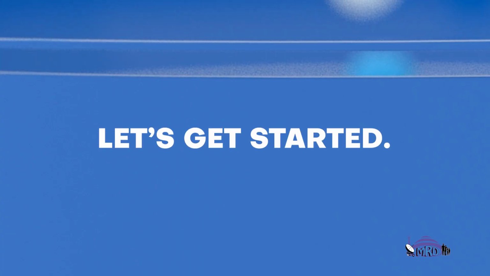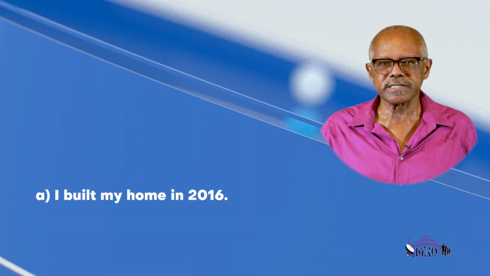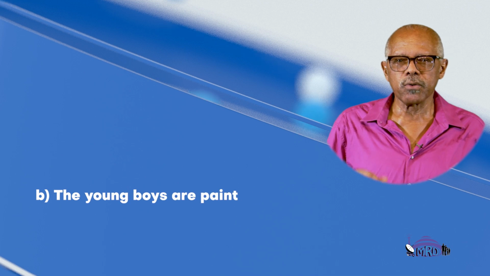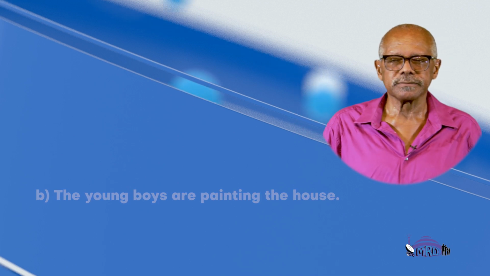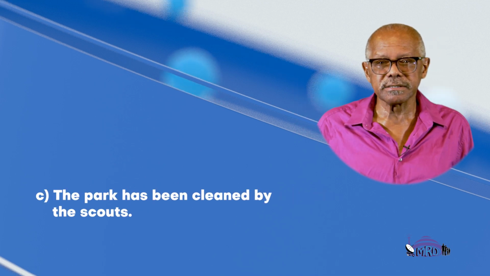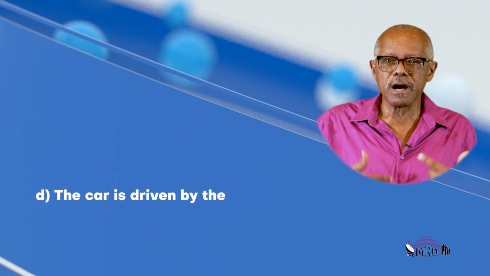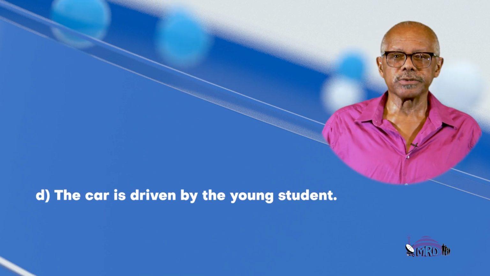level. Let's begin with our usual short 4-item quiz that we will get back to at the end of the lesson. Get your pencil and paper and let's get started. Here, first of all, rewrite the following sentences in the passive voice. I built my home in 2016. The young boys are painting the house. The park has been cleaned by the scouts. The car is driven by the young student.